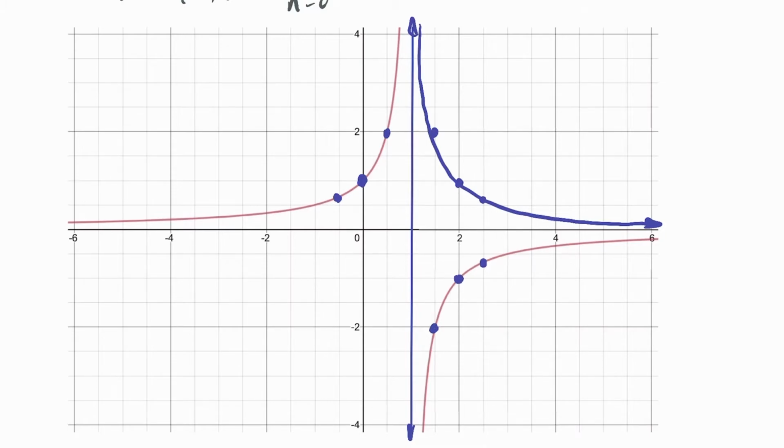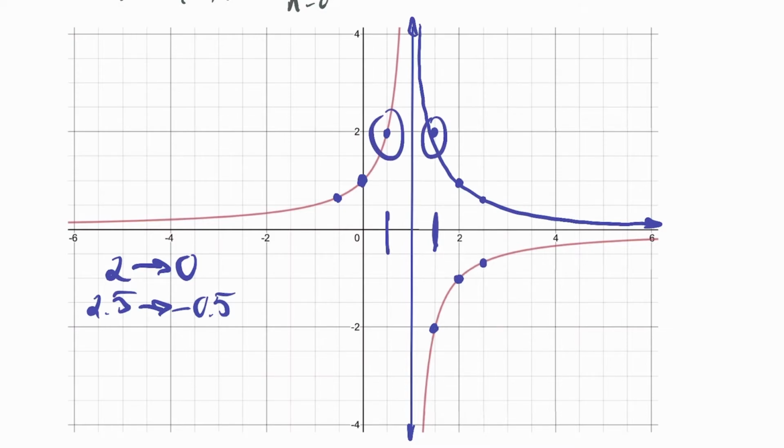Well, I want to take the x-coordinate 2. When I plug it in, I want to get 0 as a result. Okay, so I want 2 to become 0. When I plug in 2.5, I want to get negative 0.5. So 2.5 should become negative 0.5. When I plug in 1.5 to get this point, I want to instead get this point, which is 0.5. So 1.5 as an input to this formula we're going to develop should give me 0.5.